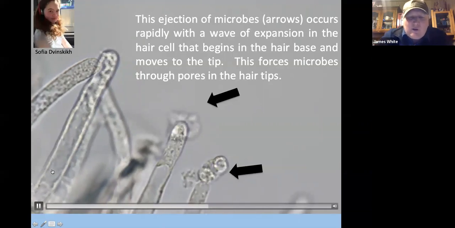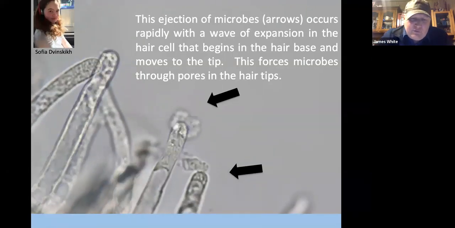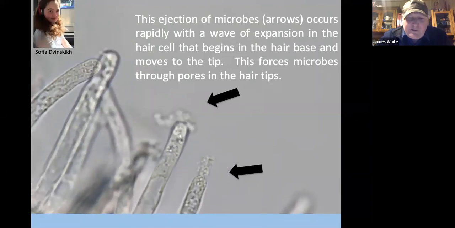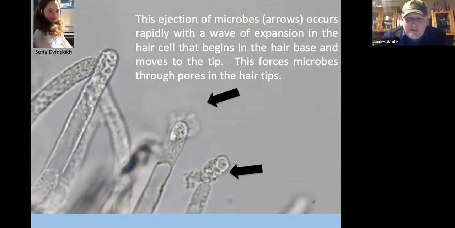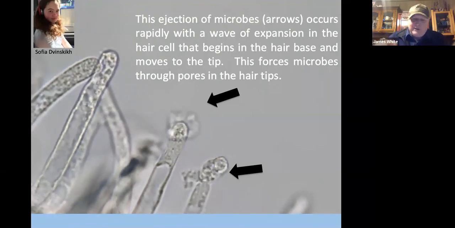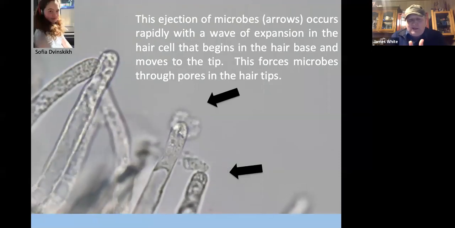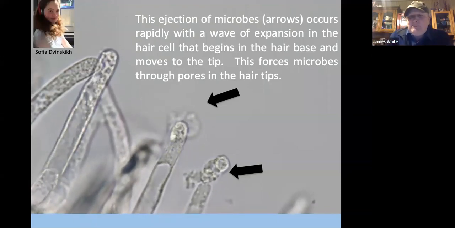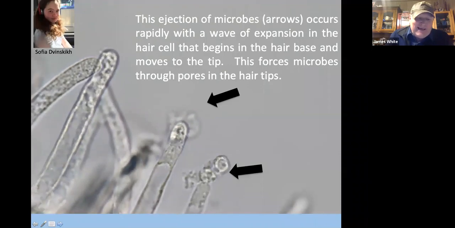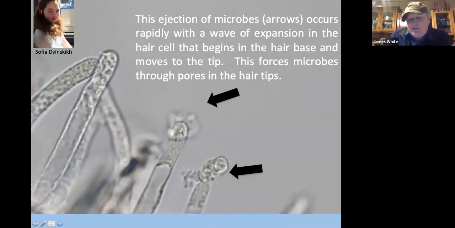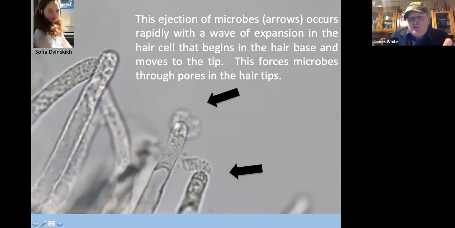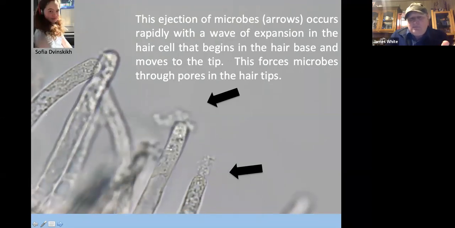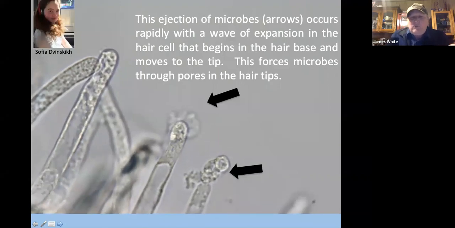Now, what we think is going on is that the root cells are, for some reason, triggered to put potassium into the vacuole in these hairs. And that's causing water to rush into the vacuole, and that's causing this expansion wave that happens at the base and then propagates to the tip. That's how it ejects. Now, this happens to be a process that is actually periodic. So it appears to occur periodically, let's say every few hours, but we don't know what exactly triggers it. We have not figured that out.